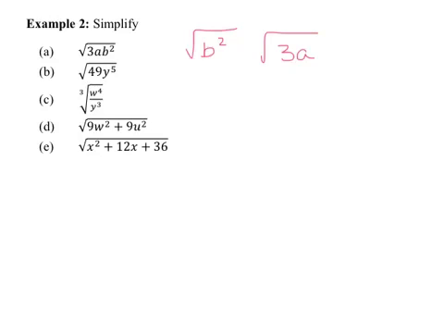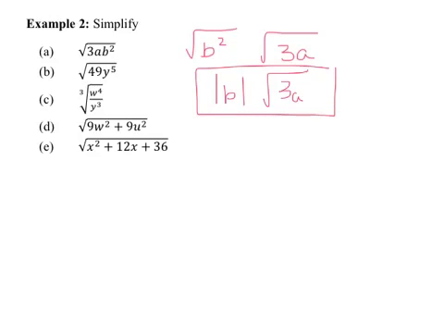Now, when we take the square root of b squared, we have to remember that we're looking at the principal square root. Whenever there's no sign in front, we're looking at the principal square root. Well, remember that when you take a square root of a number, we always think about that negative or positive, but because we're looking for the principal square root, this becomes the absolute value of b times the square root of 3a.